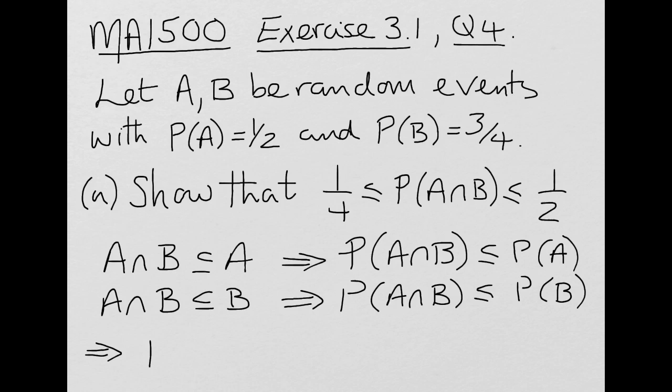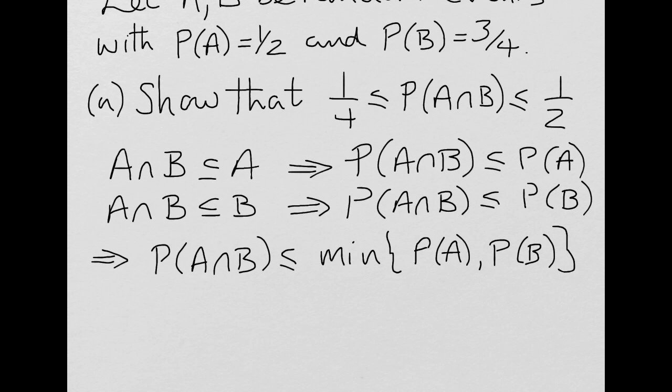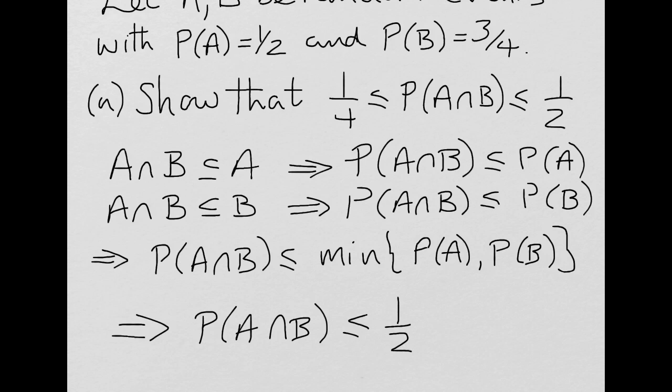Consequently, the probability of A intersect B can't be bigger than the minimum of the probability of A and the probability of B. So if we look here, we see that the probability of A is a half, the probability of B is 3/4, so the probability of A intersect B can't be bigger than the smallest of these, which is the probability of A, which is a half.